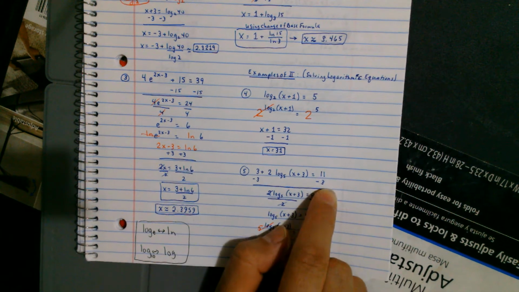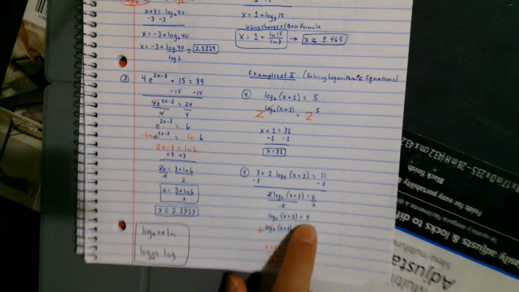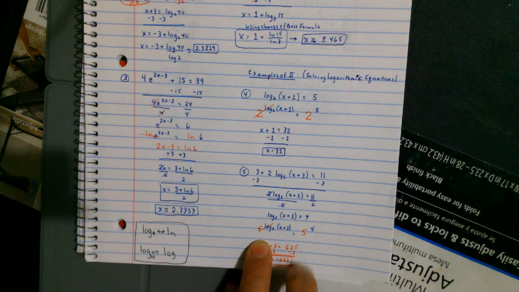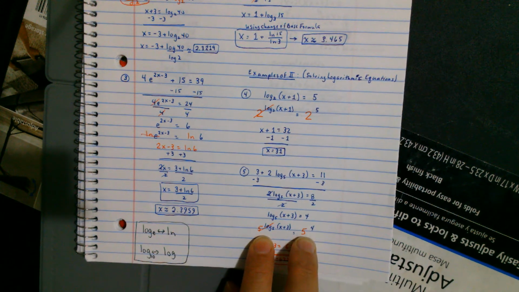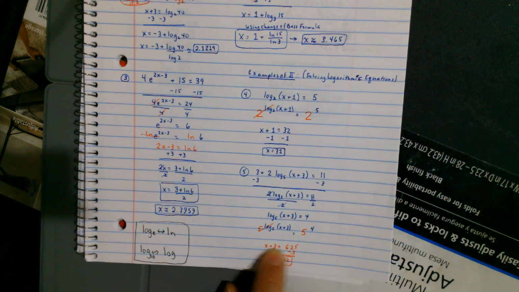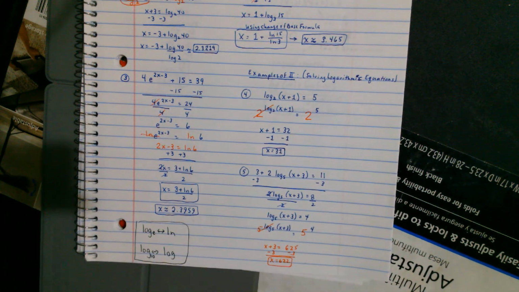You can't make this 5 because the 2 is multiplied to the logarithm. So subtract 3. 11 minus 3 is 8. Then divide both sides by 2. You get 4. Now to cancel a log base 5, you need a big 5. So 5 raised to the log of 5 cancels. So x plus 3 equals 5 to the 4th power, 625. And subtract 3 from both sides.